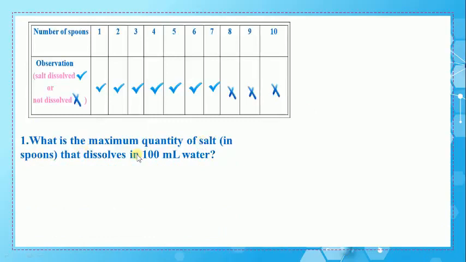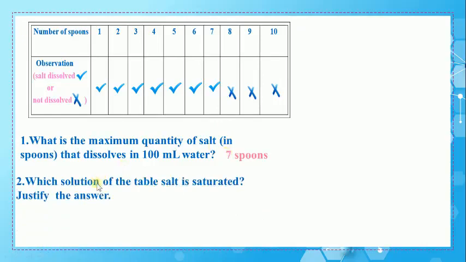Now, what is the maximum quantity of salt in spoons that dissolves in 100 milliliter of water? Observe the table to answer this question. Which is the maximum quantity of spoons dissolved in 100 milliliter of water? Very good. It is 7 spoons. Now, which solution of the table salt is saturated? Justify the answer. But to answer this question, we must know the meaning of a saturated solution.